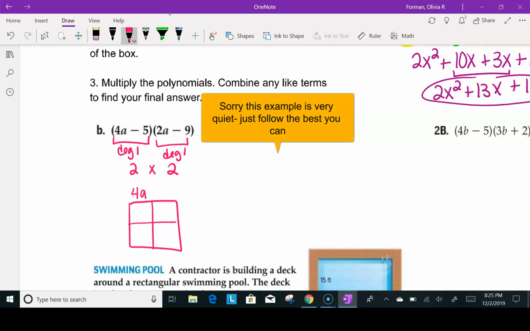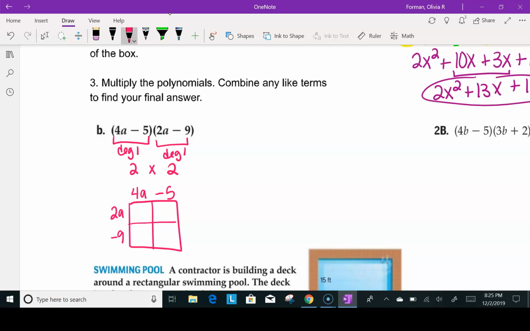Across the top, 4a minus 5. Across the side, 2a minus 9. I do my multiplication. 4 times 2 gives me 8. A times a gives me a squared. Negative 5 times 2 is negative 10. 4a times negative 9, we get negative 36a. And then negative 9 times negative 5, we get a 45 there.